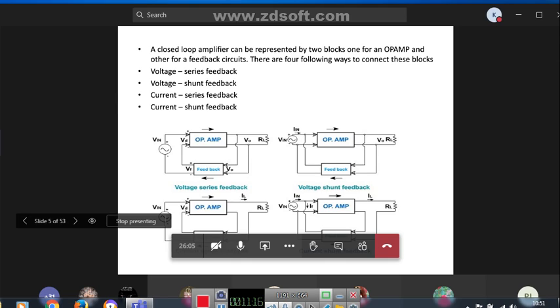So beta is the feedback factor. Here Vf is the feedback voltage.